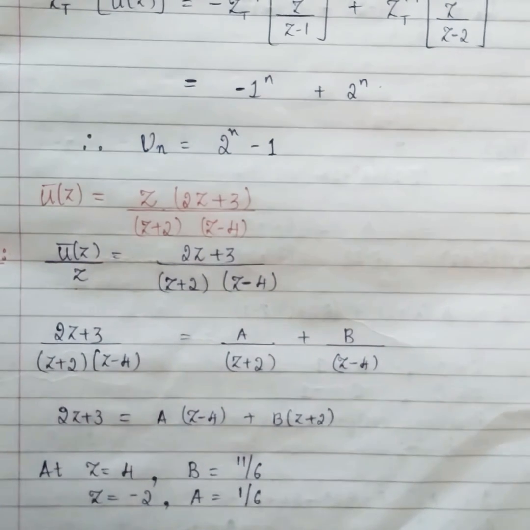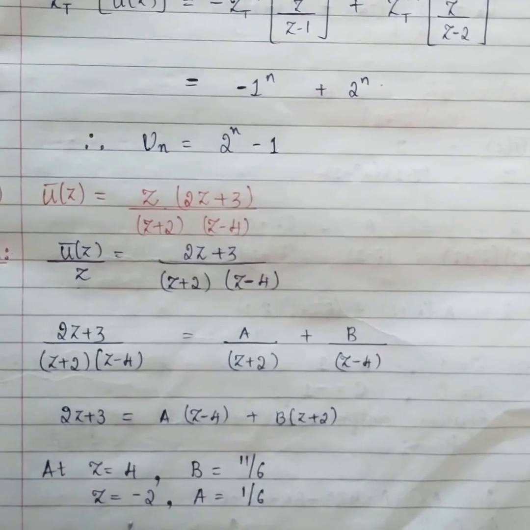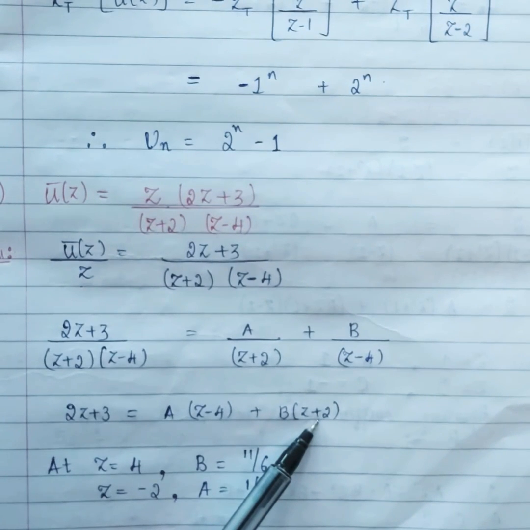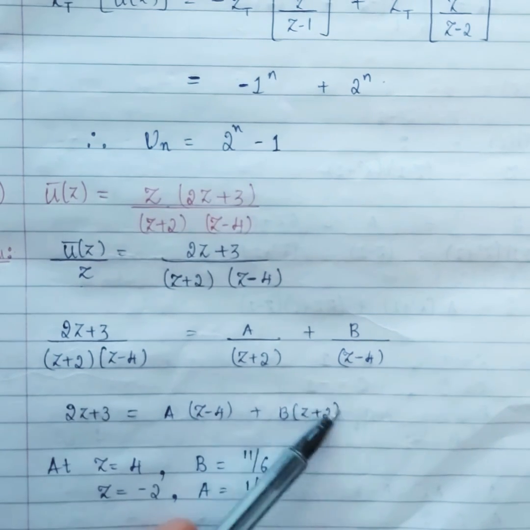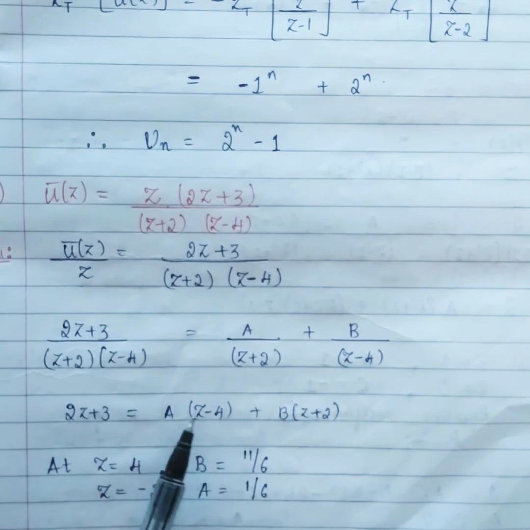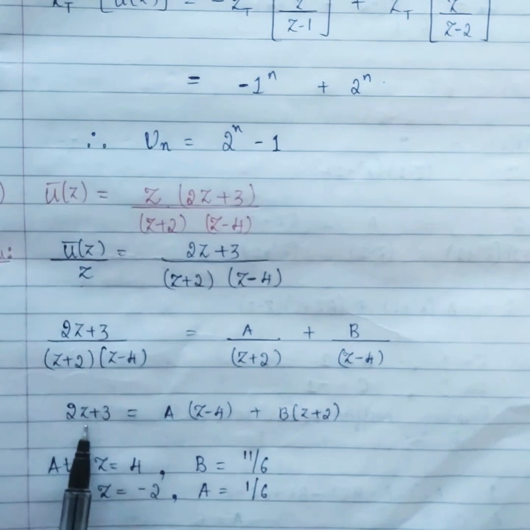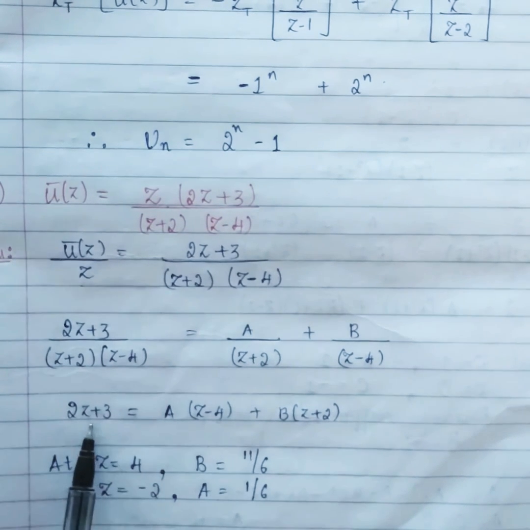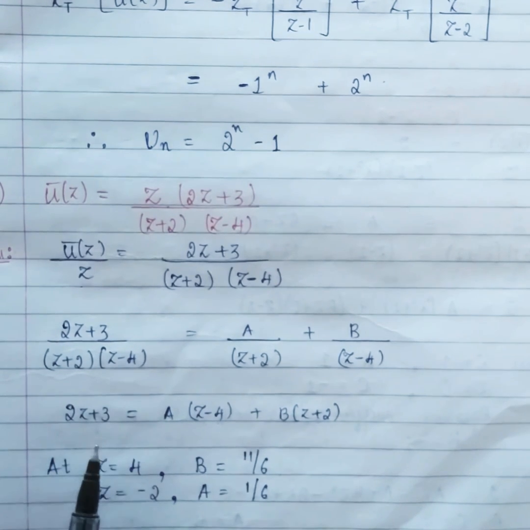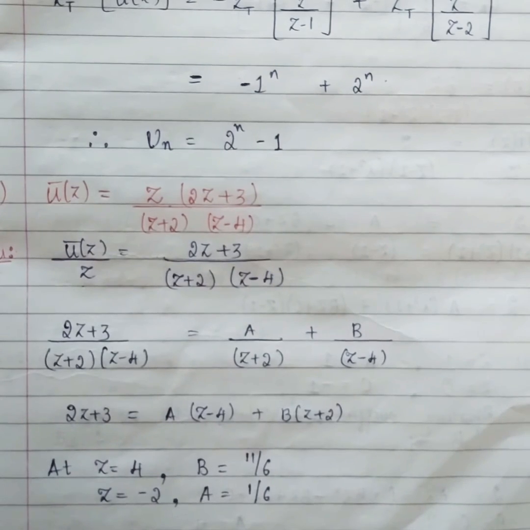So 11 is equal to 6b, therefore b is equal to 11 by 6. Similarly, here if you notice, plus 2 is there, so I have to substitute z as minus 2 to make this 0. If I substitute minus 2, it will become minus 2 minus 4, a into minus 6. Left hand side, minus 4 plus 3, so again I will get a negative sign. So this negative sign and the right hand side negative sign will become positive. 1 is equal to 6a, therefore a is equal to 1 by 6. So we got A and B.